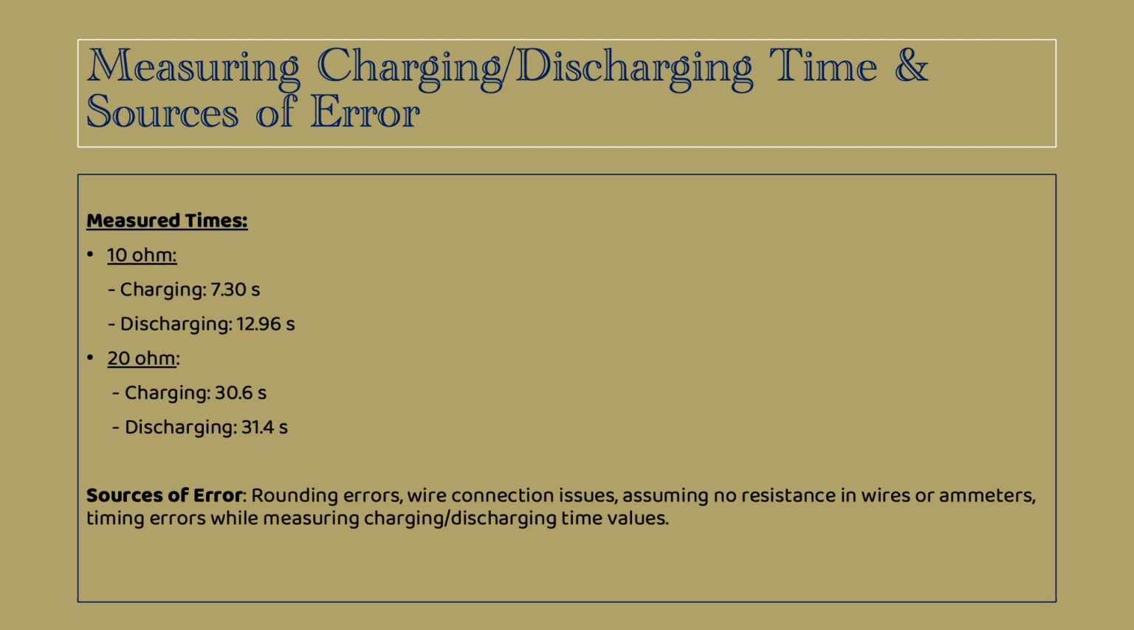So these are the measured times for the 10 ohm and the 20 ohm bulbs. And as we can see, the discharging time takes more than the charging time. And I've stated the sources of error, which are rounding errors, connection issues, and then we assume that there's no resistance in wires or ammeters, and there are also timing errors.